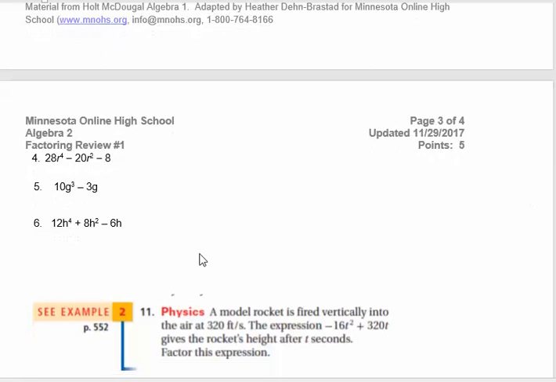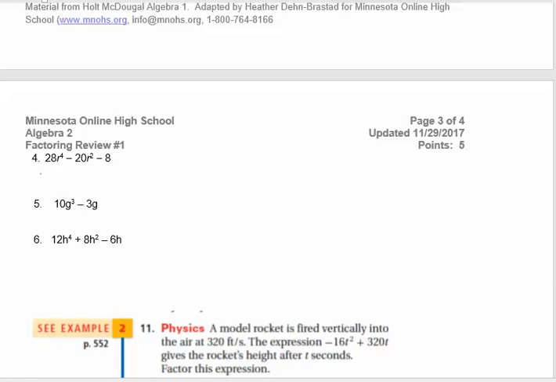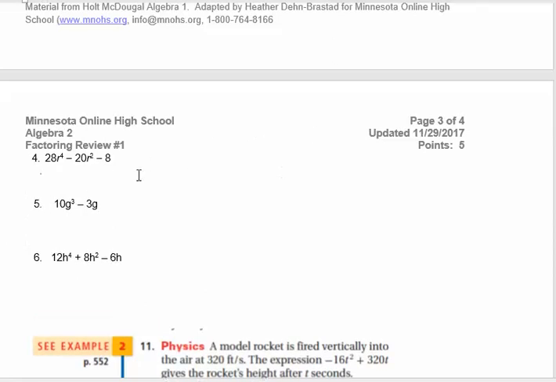Let's see if any of these look tricky. Not really. In number 4, there will not be any variable part that will factor out because 8 does not have an r on it. So the greatest common factor in number 4 is just going to be the numerical part that you get when you figure out the factors of these. When you find the greatest common factor, then that's what you will put, and then divide each term by that to find what goes inside the parentheses.